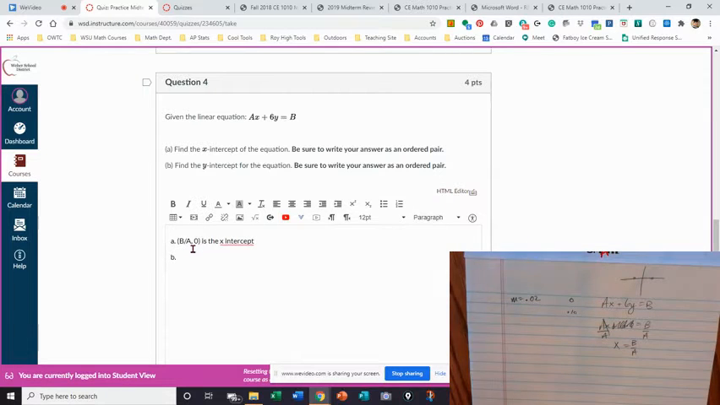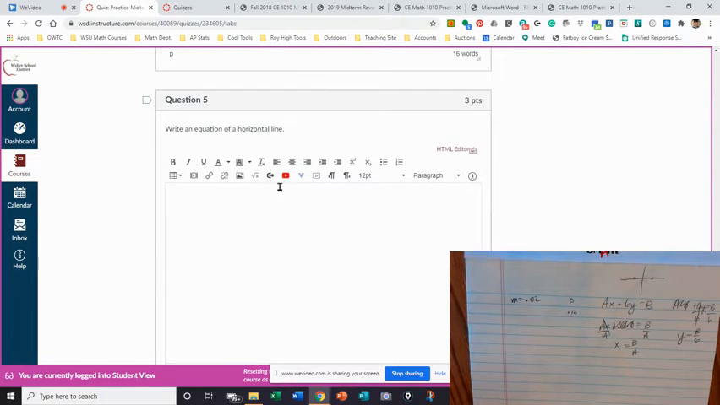B. Find the y-intercept. The y-intercept is where x equals 0. So I'll go a times 0 plus 6y equals b. That's gone, really. And so if I divide by 6 on each side, I get y equals b over 6. Oh, that's the y value. So my y-intercept is (0, b over 6). I guess I didn't have to tell what's the y-intercept and x-intercept if I labeled it a and b.